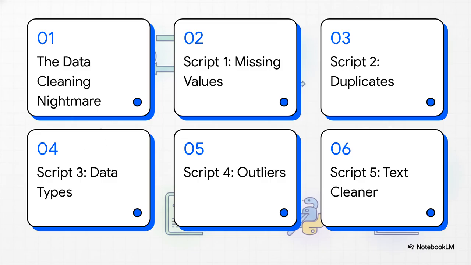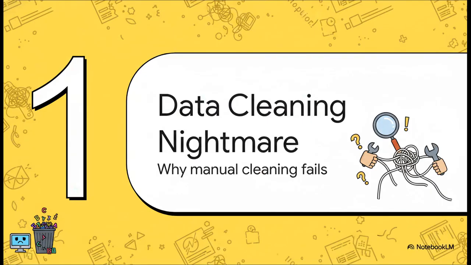So, here's our game plan. First, we're going to quickly talk about what I call the data cleaning nightmare. Then we'll get right into the solutions, our 5 scripts. We'll start with a missing value handler, then a duplicate record resolver, a data type standardizer, an outlier detector, and we'll wrap up with a powerful text data cleaner. Ready? Let's do this. All right, first up, let's set the scene with the data cleaning nightmare.